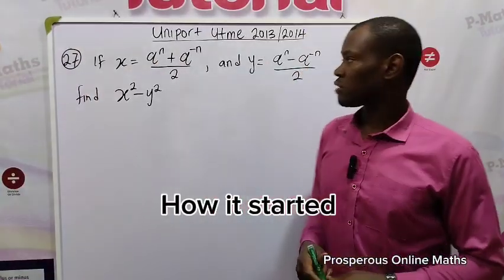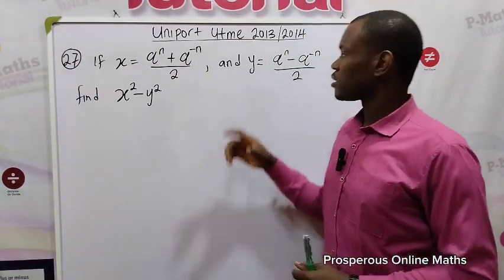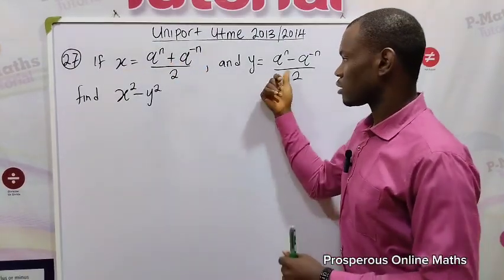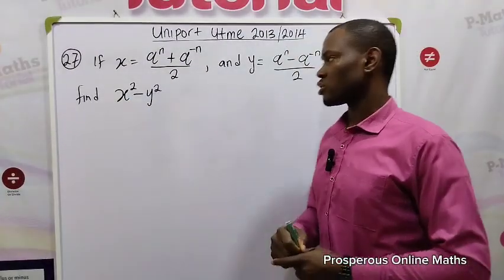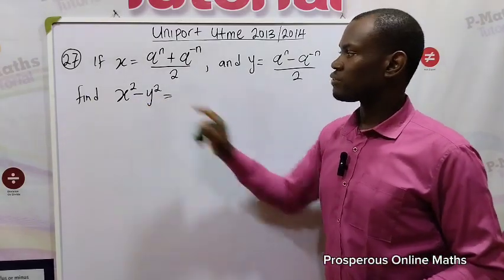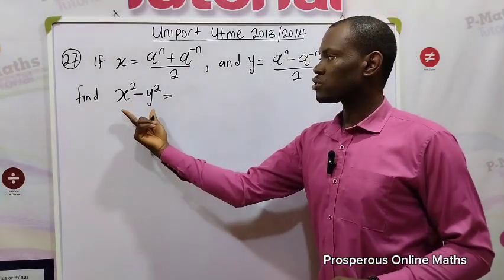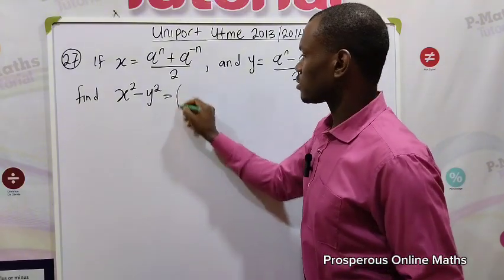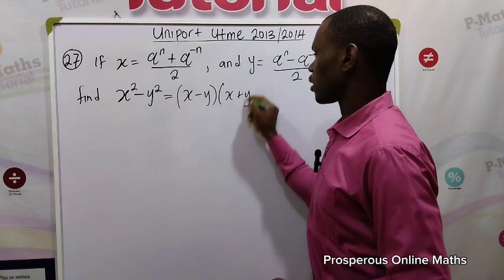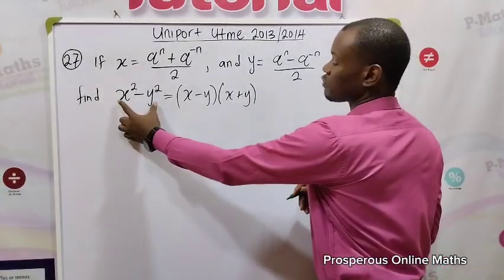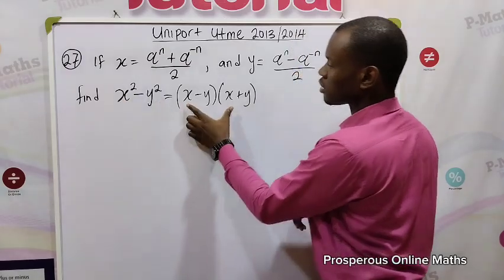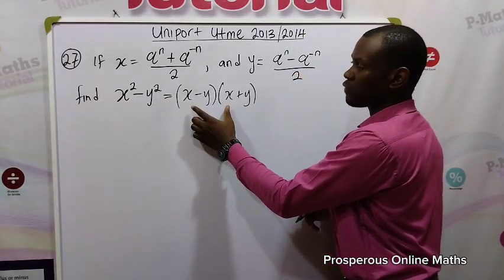For question number 27, we still have an indices where we have to substitute the value of x and the value of y in this expression. So how do we simplify this expression first? This is what we call difference of two squares. The first thing now is to factorize it. To factorize it, I have x minus y and x plus y. Anytime you have difference of two squares, difference, minus in between two squares, then this is the factorization.